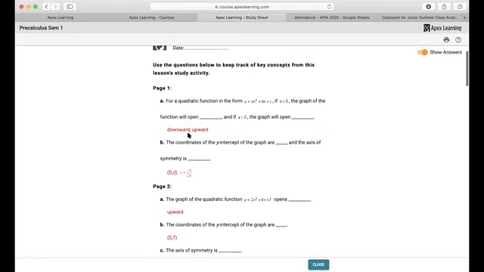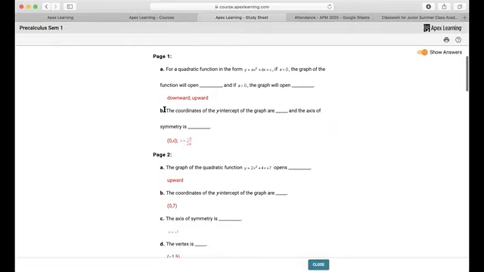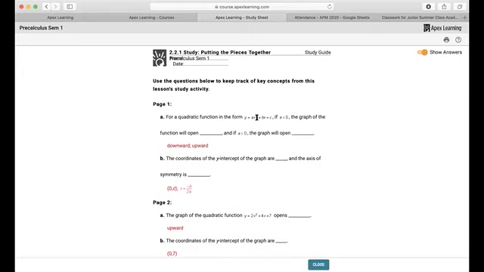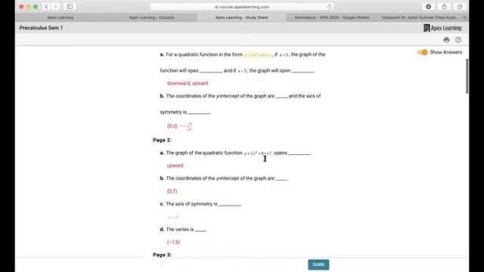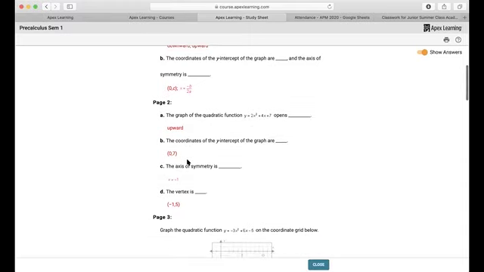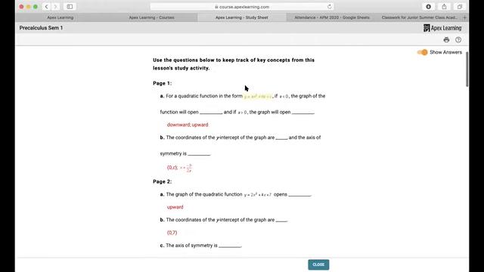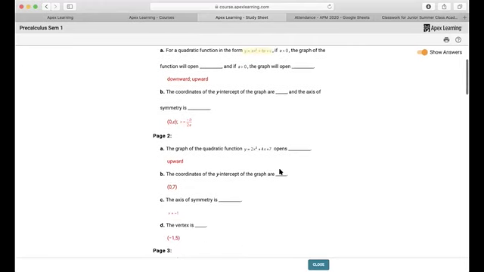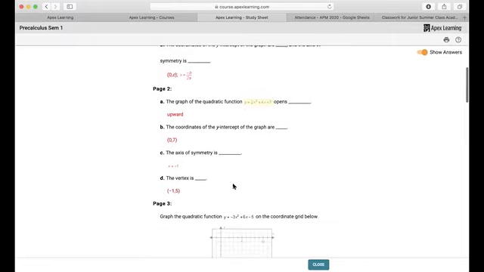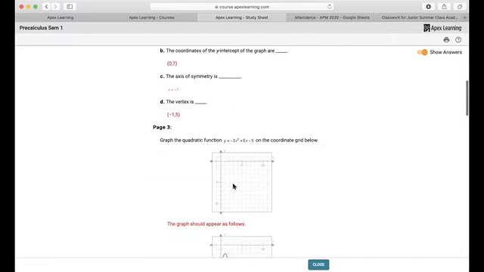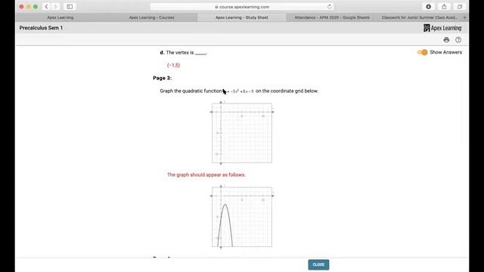Again, the function is going to open up or down depending on what a is. You can figure out the y-intercept of the graph and the axis of symmetry based on the information you have straight from the equation. Same thing here. This one's asking you about standard form. Looking at it, tell me if it opens up or down. What's the y-intercept going to be? What's the axis of symmetry? What's the vertex? And then doing the exact same thing, you should be able to pull out all of that information.